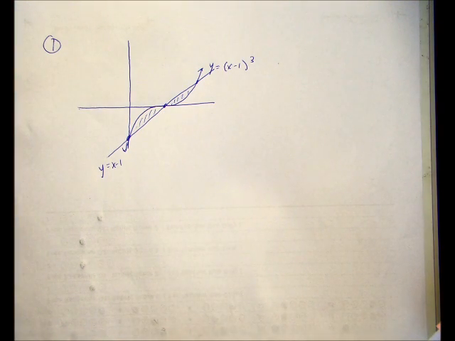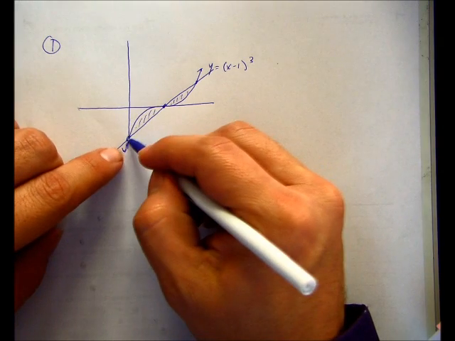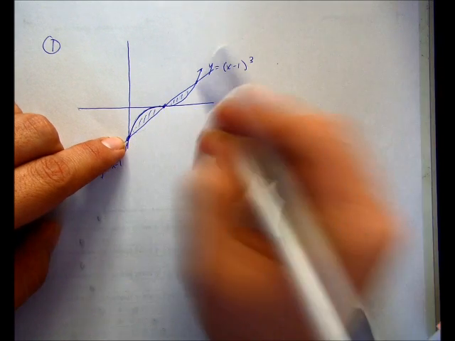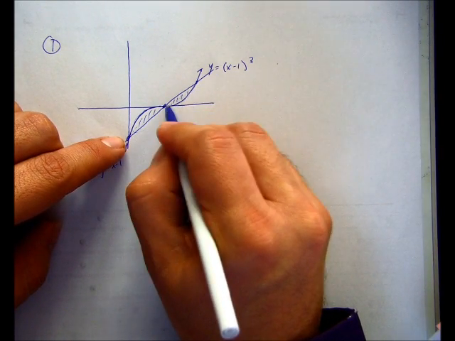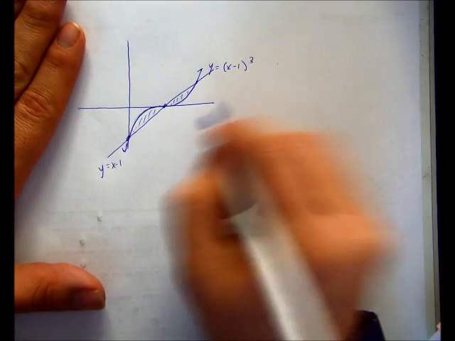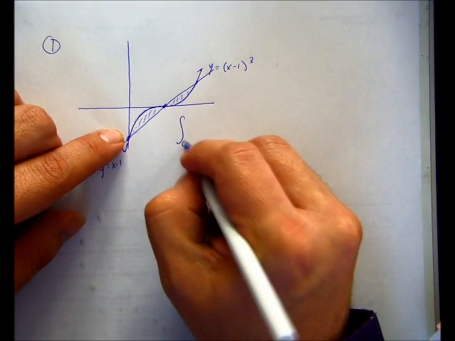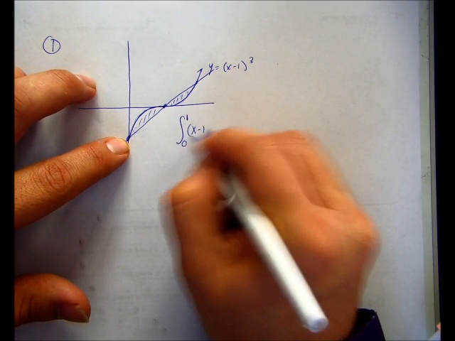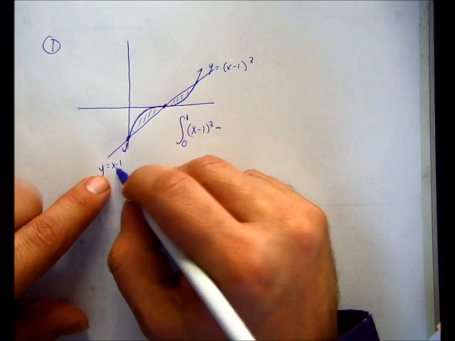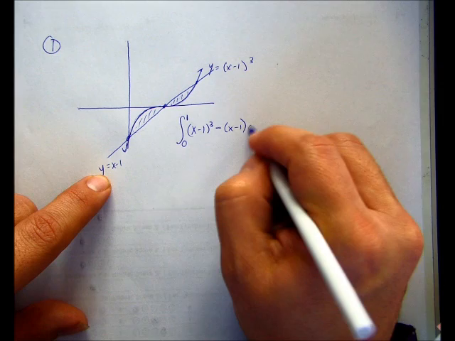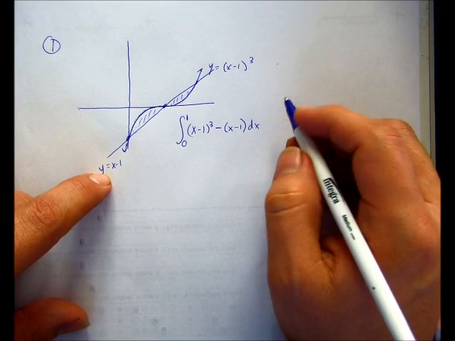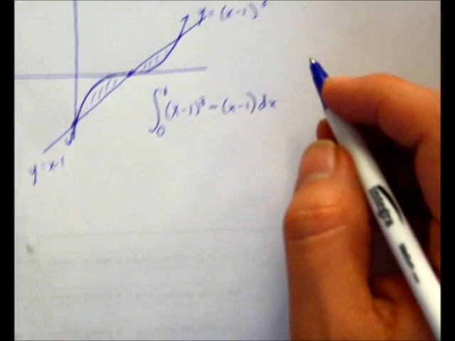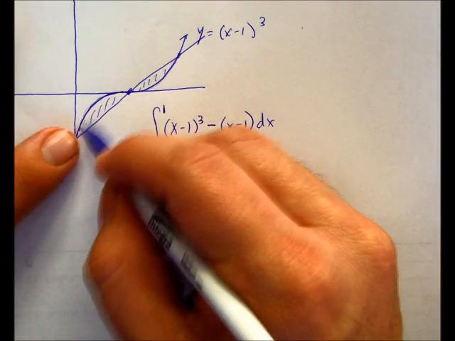So what happens when it crosses at more than one point? Well, notice here that this function is the upper function when we're dealing with this area. But when we get past here, it becomes the lower function. So what we're going to need to do is make two integrals. One from 0 to 1, where this curve, (x minus 1) cubed, is the upper function, minus the line x minus 1, dx. Okay, so this gives us the area here.